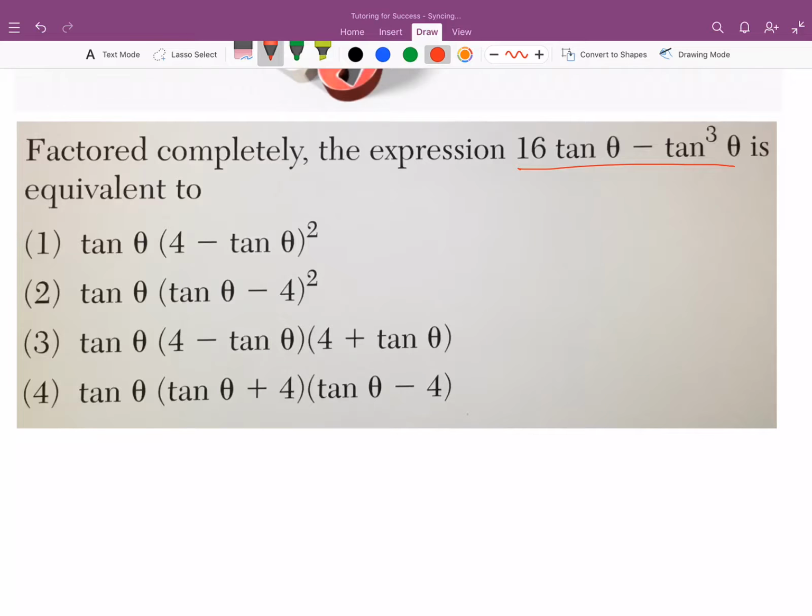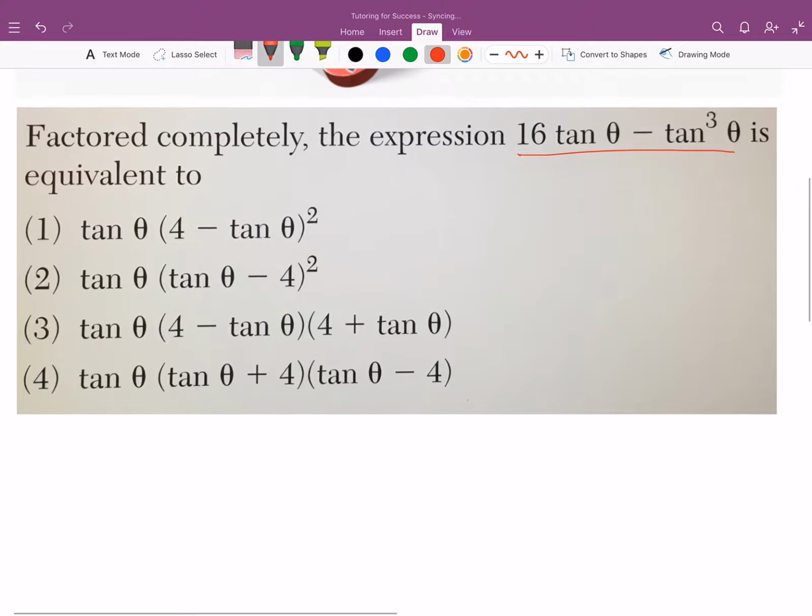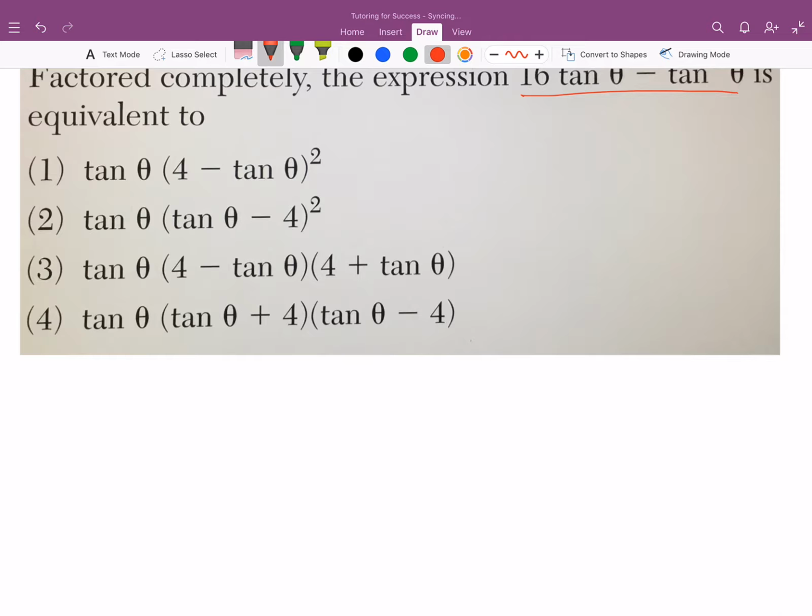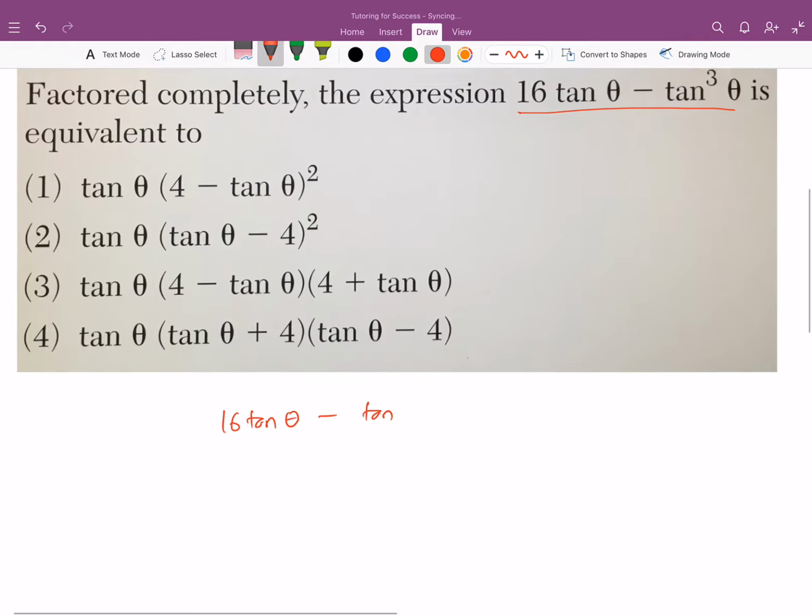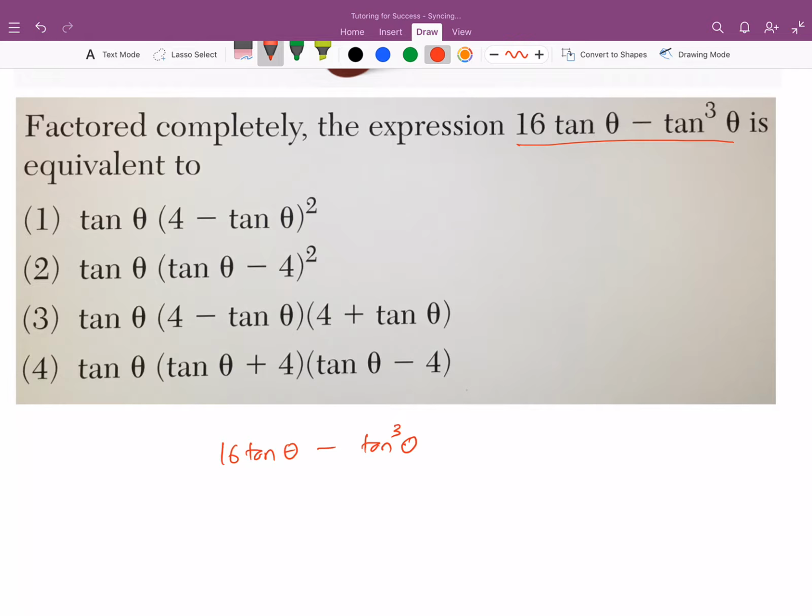To find our choices, we need to know how to do this. So let me write that problem: 16 tan theta minus tan cubed theta.